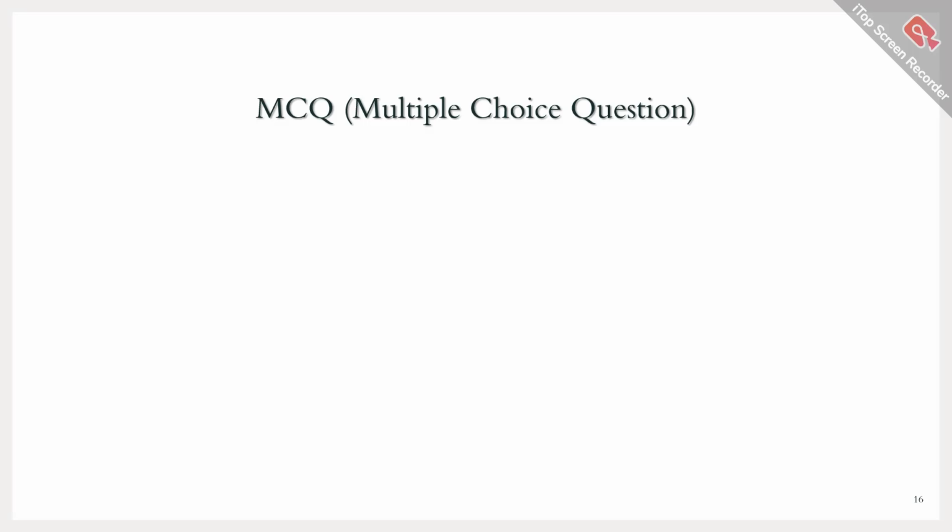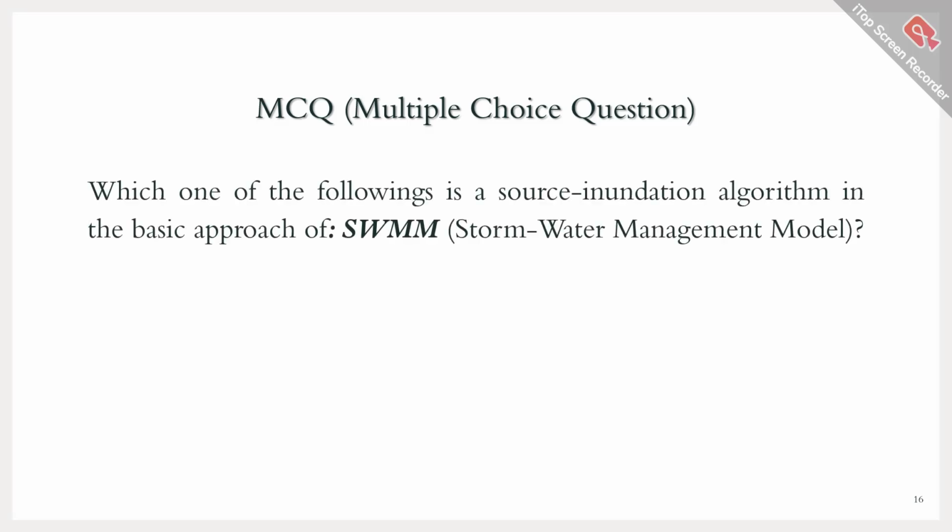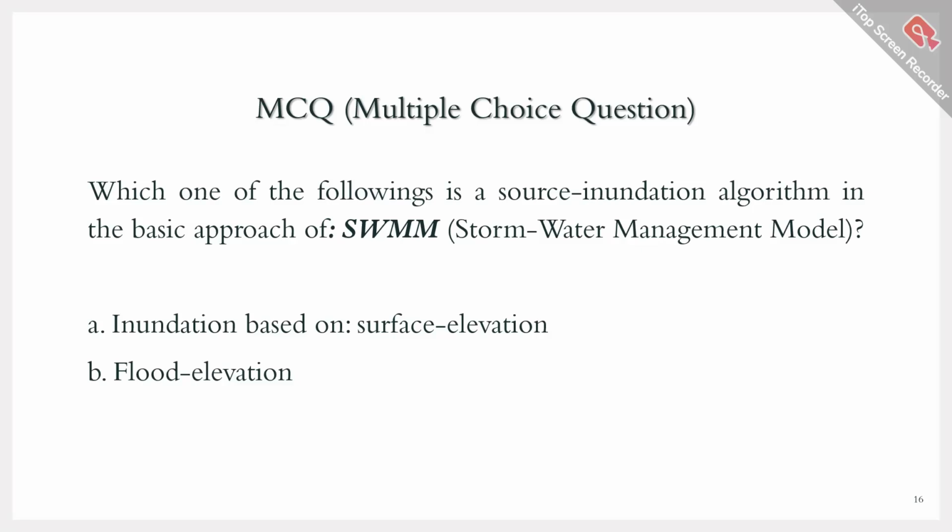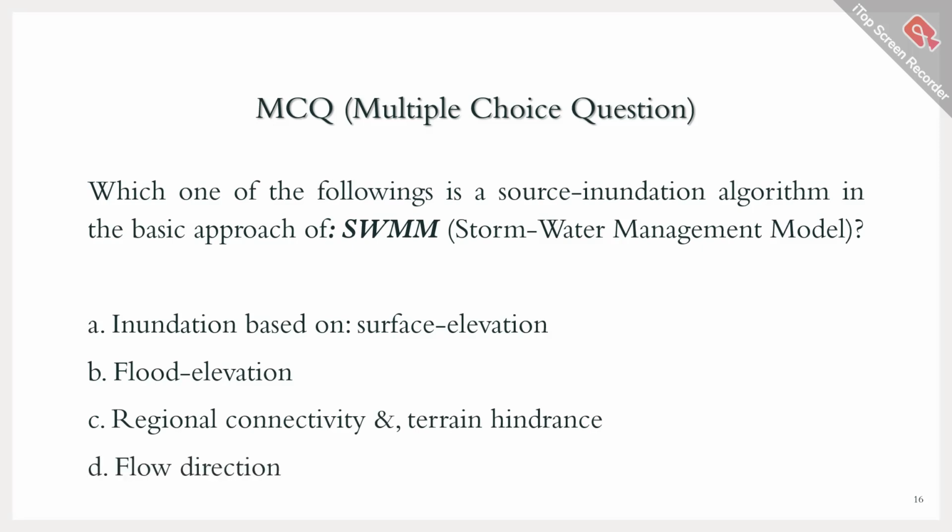Now we'll move on to our next MCQ. Which one of the following is a source inundation algorithm in the basic approach of SWMM, which is the stormwater management model? Option A is inundation based on surface elevation. Option B is flood elevation. Option C is regional connectivity and terrain hindrance. And option D is flow direction.